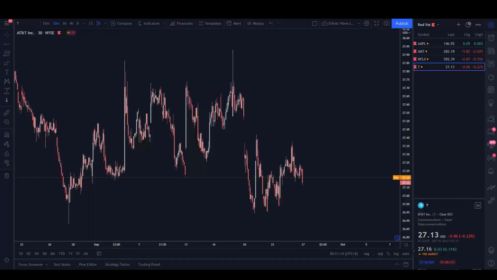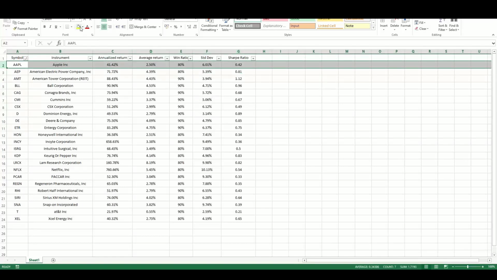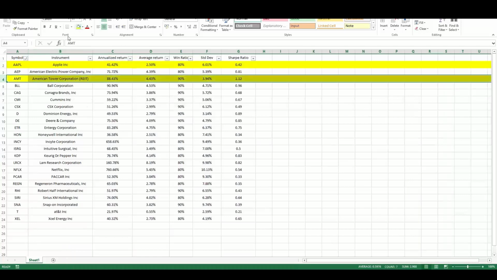Let me bring you over to the data I've extracted for today's sharing. I just wanted to highlight a couple of them so that we can really talk about them. We highlighted 4 of these.